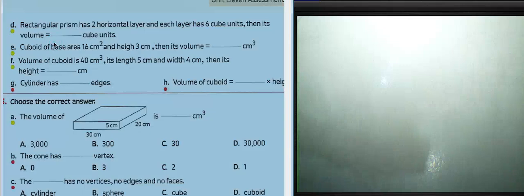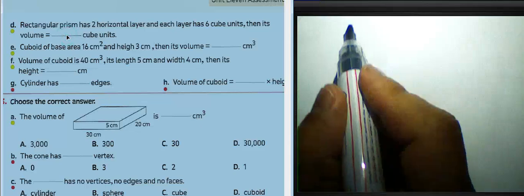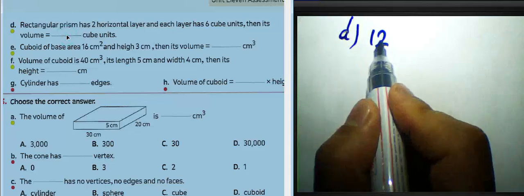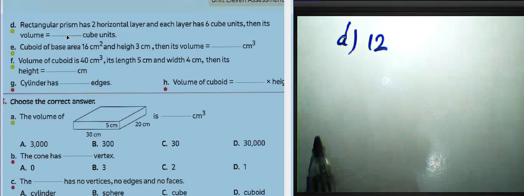So the volume will be 2 multiplied by 6 equals 12. We must write 12 in the space. Okay, letter D. The result will be 12. Okay, letter E.